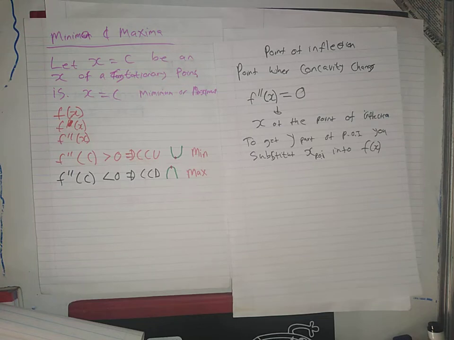And then lastly, the job of the second derivative is to help us find the point of inflection. In this case, you do nothing but simply take the second derivative as it is and equate it to 0. Then solve for x and find the x of the point of inflection. When we have found the x of the point of inflection, you can substitute it into the main equation of f at x, and then you can find the y of the point of inflection.